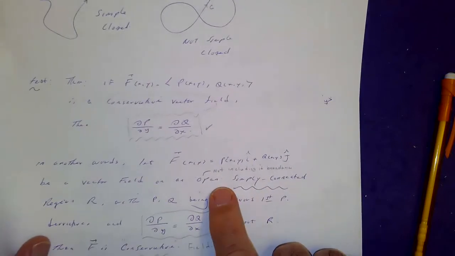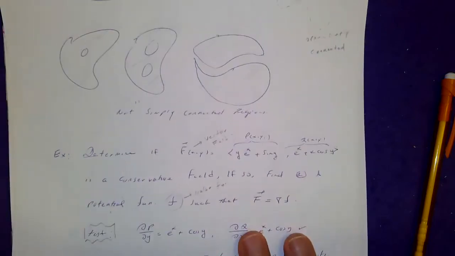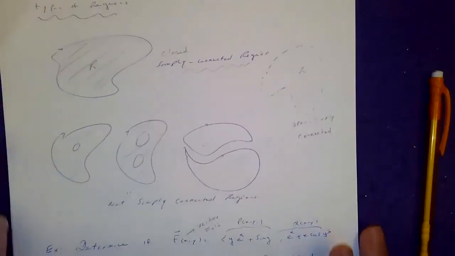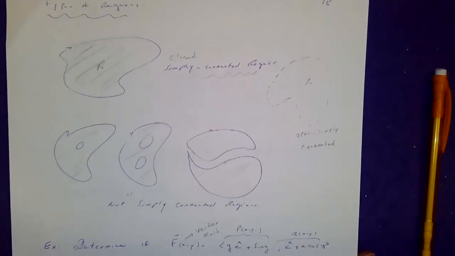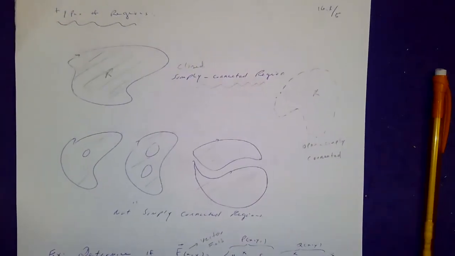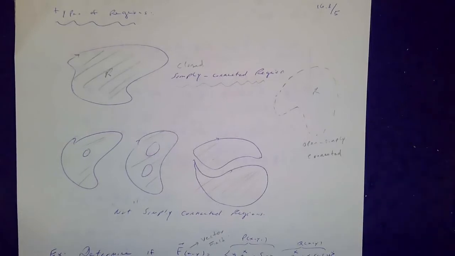Let's define what they mean by simply connected region. Okay, so these are the types of regions which would be nice. They are pretty much the topics of a course called topology. That's a graduate level math class. So these are the types of topics they talk about in that course.